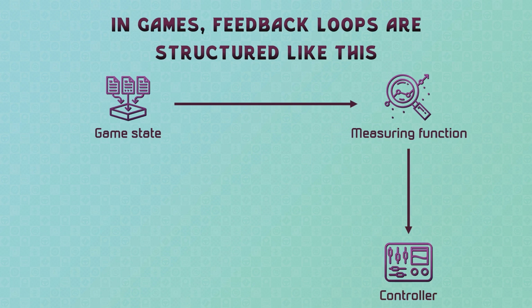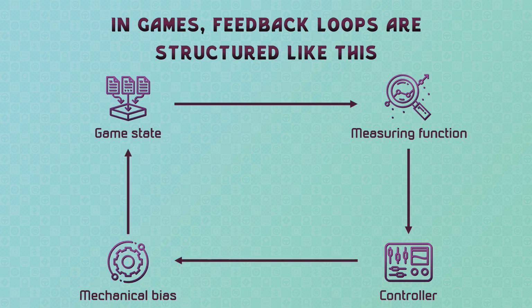Then there's the controller that has the similar function as the comparator in the basic cybernetic model. It somehow interprets the result of a measuring function and decides whether or not the feedback loop has to be activated, and if so, in what capacity it should work. And then the controller introduces some sort of mechanical bias. And that bias then affects the game state, closing the loop. This mechanical bias would, for example, be the speed boost that we talked about before that would be activated when the player falls behind. If we look at this visualization of the structure, there are basically four questions that we as a designer have to answer.